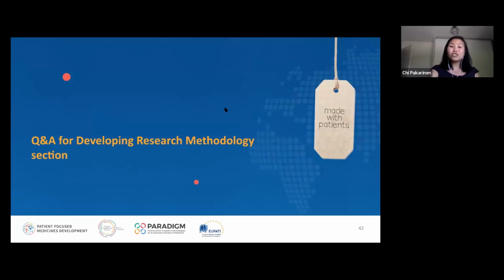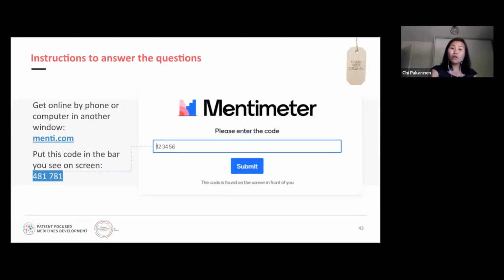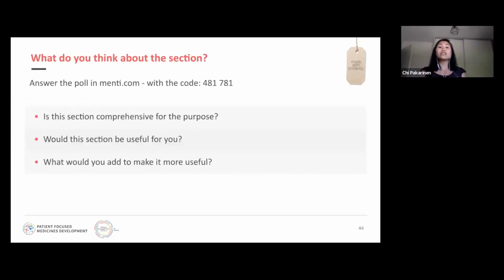With that, I'd like to go to the poll again. You heard the next section from Understanding Condition and Preparations. This was creation of developing research methodology together with patients. Please go to menti.com with the same code actually. You should be seeing a new section activated in there. The code is 481781. And the same questions. We'd like to hear how you felt about this section specifically.